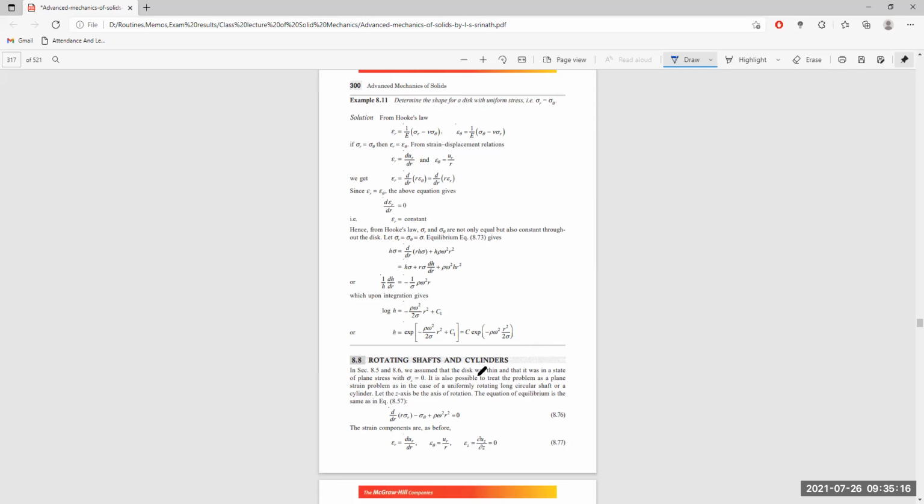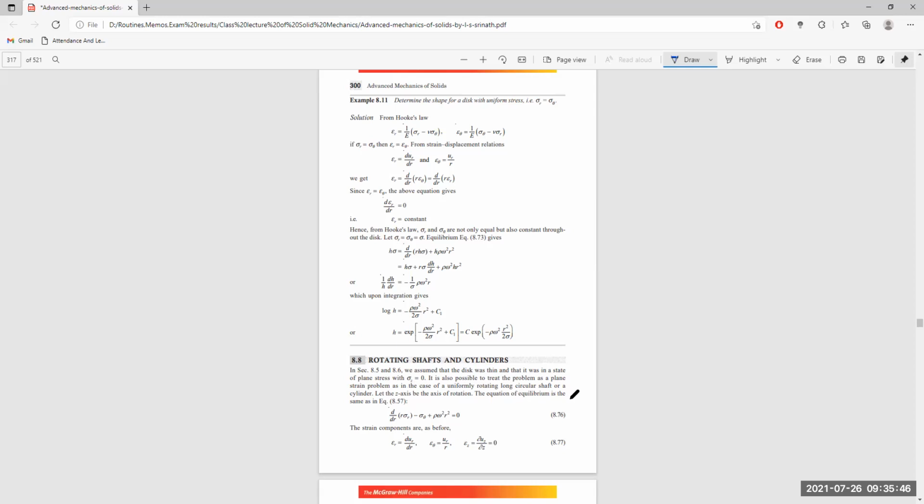It is also possible to treat the problem as a plane strain problem, as it is equivalent to a uniformly rotating long circular shaft or a long cylinder itself, if we rotate it along its central axis, the longitudinal axis. Let the z-axis be the axis of rotation, which also maintains the condition of an axisymmetric problem.